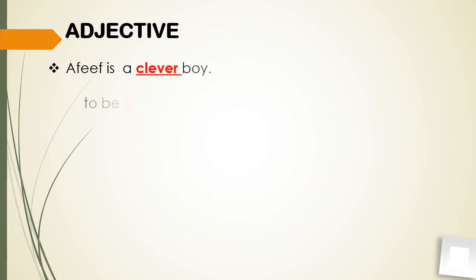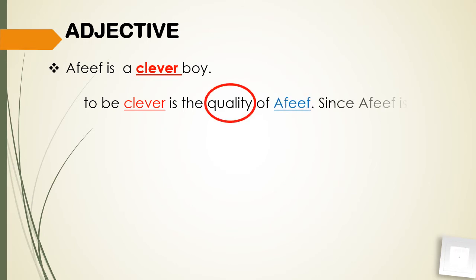Next, we will understand further about adjectives. Afif is a clever boy. To be clever is the quality of Afif. Since Afif is a noun, that's why clever is an adjective.